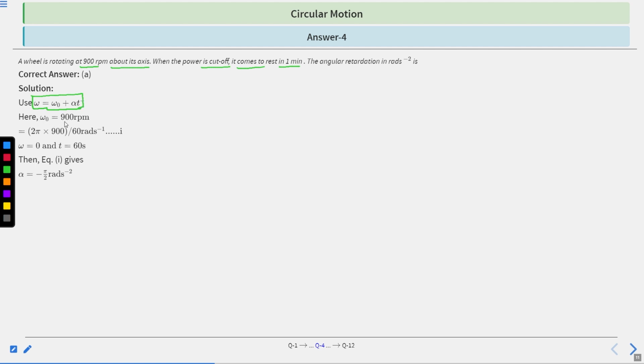Here omega naught equals 900 rpm, which is given in the question, that is 2 pi multiplied by 900 divided by 60 radian per second. Let this be equation first. Solving this, you get omega equal to 0 and t equal to 60 seconds. Then equation first gives alpha equal to minus pi by 2 radian per second square.